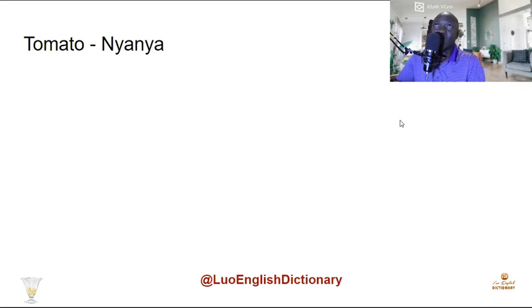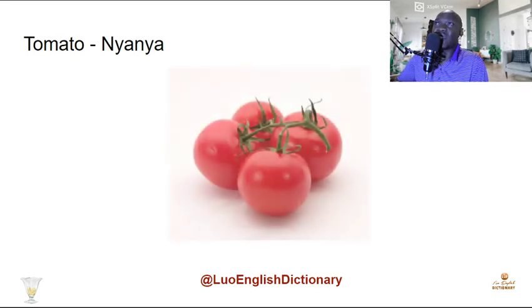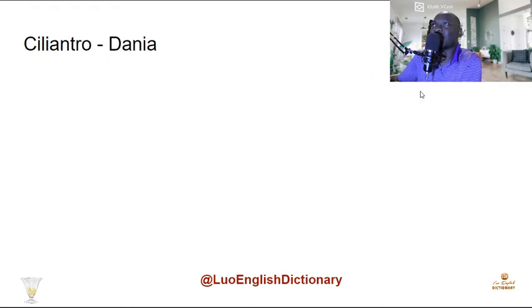Tomato, at least tomato is a Luo name. I know because nyanya is originally Luo. So nyanya is the Luo name for tomato.